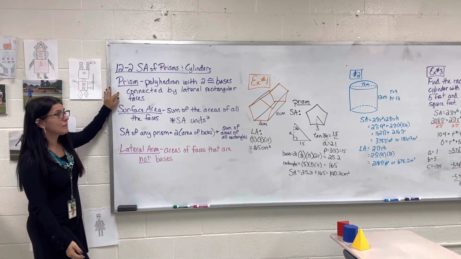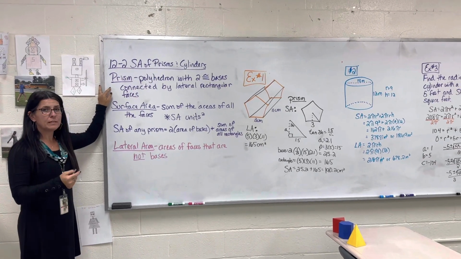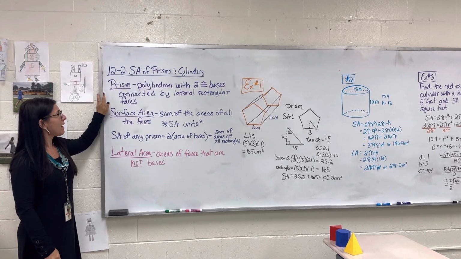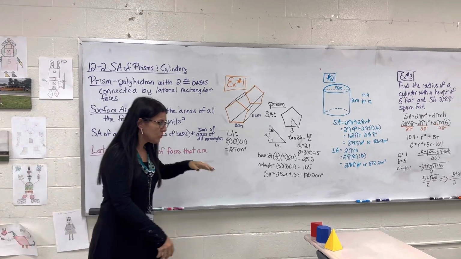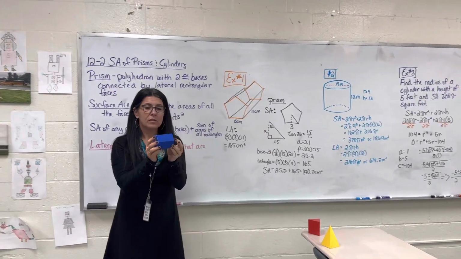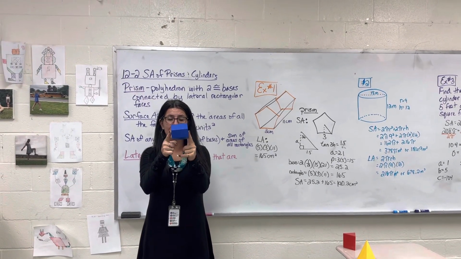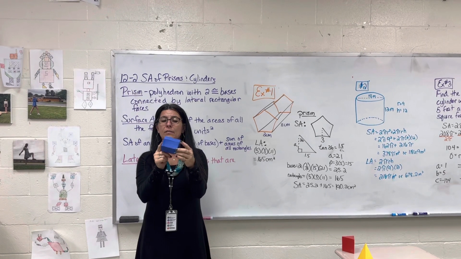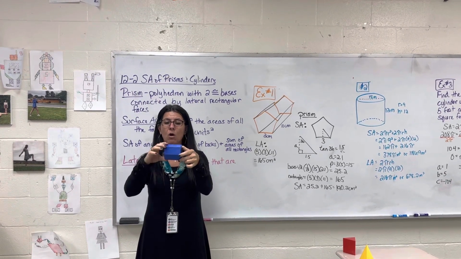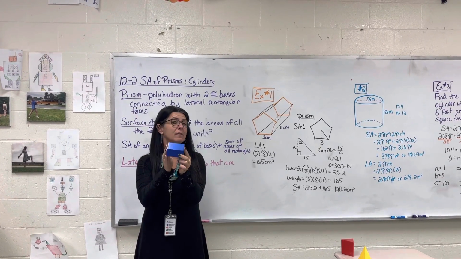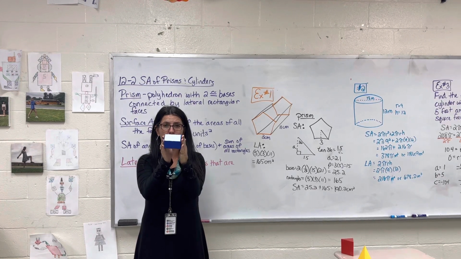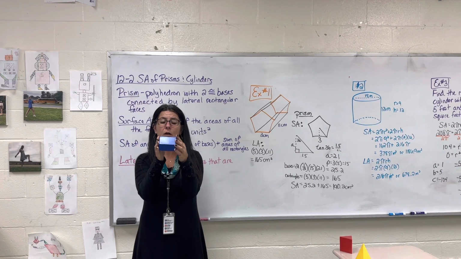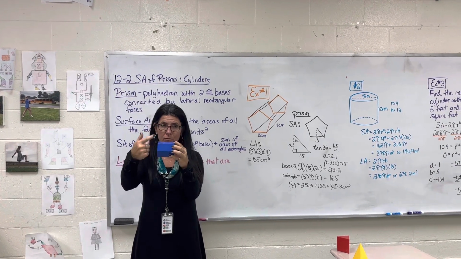First of all, what a prism is: it's a polyhedron, which means it's made up of all polygons with two congruent bases connected by lateral rectangular faces. I have two examples to show you. So this one is a prism. The two bases that I have my fingers on are congruent and parallel, and they're connected by rectangles all the way around. So that's what makes this a prism.